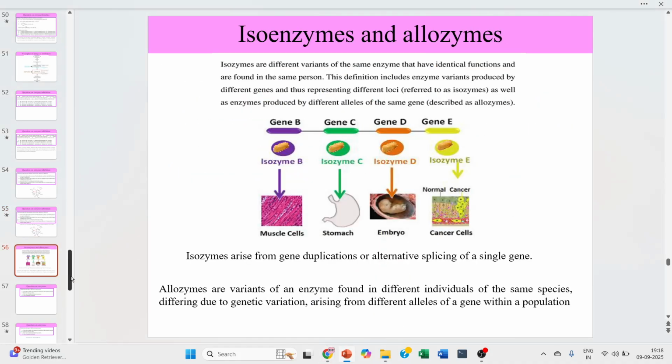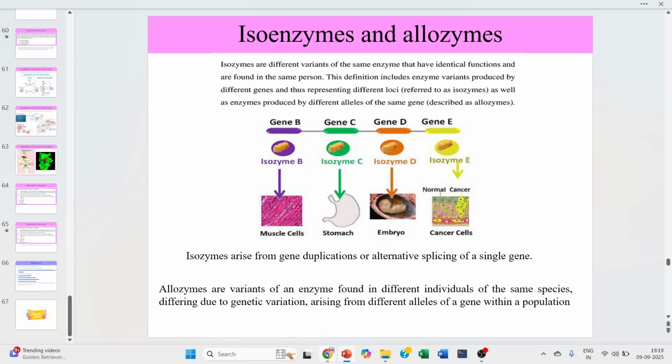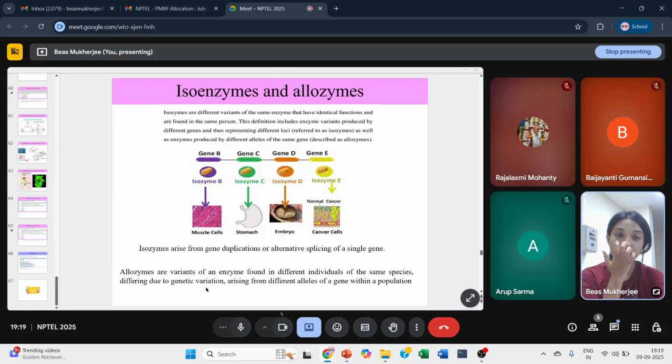So isoenzymes and alloenzymes. We have almost come to the end of our class. We have just maybe 5 or 10 minutes more and we'll be done with today's class. Right, so let's quickly finish. Now what are isoenzymes and alloenzymes? This is also an important question.